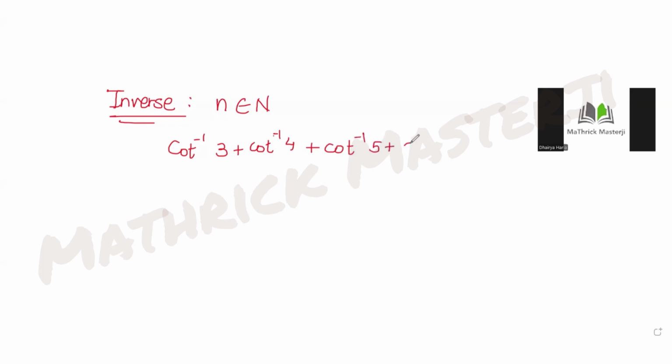Let's see today's question. Today's question we are taking up from the topic of inverse trigonometric functions. The question says that if n belongs to natural numbers and the expression given to us is cot inverse of 3 plus cot inverse of 4 plus cot inverse of 5 plus cot inverse of n, the entire expression equals pi over 4. We have been asked to find the value of n. So that's the question asked to us. Let's see how to solve this question further.